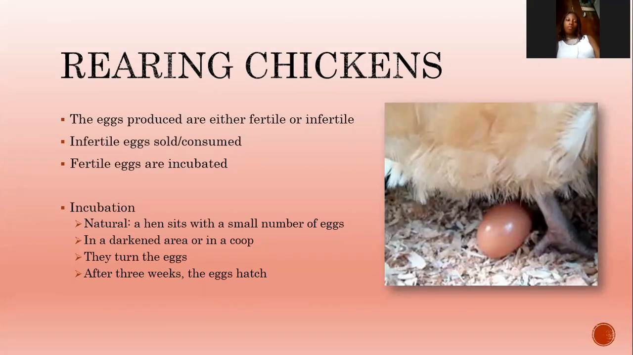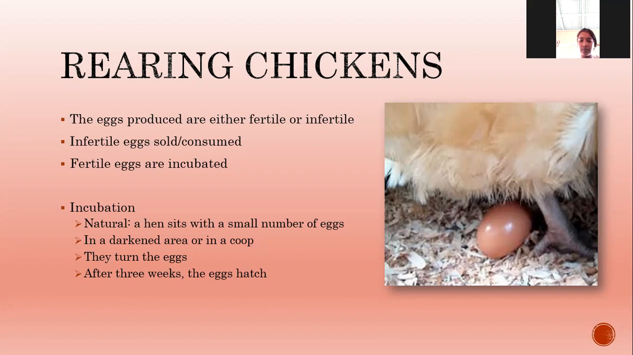And usually they do this in a dark area. They might find a dark area anywhere in your yard if you have chickens, or they might lay the eggs in a special coop. They will turn the egg. They will continuously turn the egg.